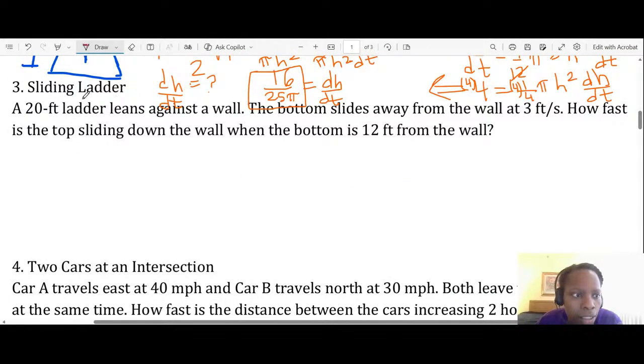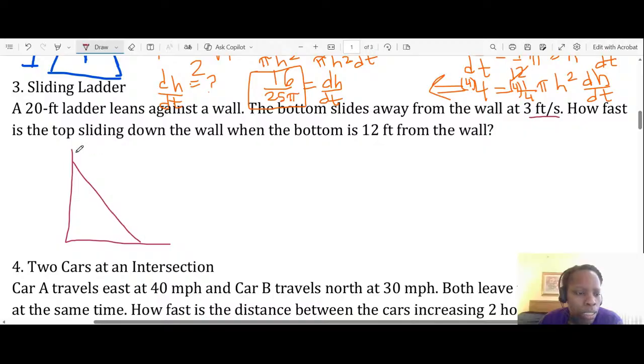A sliding ladder. So we got a 20-foot ladder that leans against a wall, and the bottom slides away from the wall at 3 feet per second. How fast is the bottom sliding down the wall when the bottom is 12 feet away from the wall? So let's make this picture. I like drawing pictures.